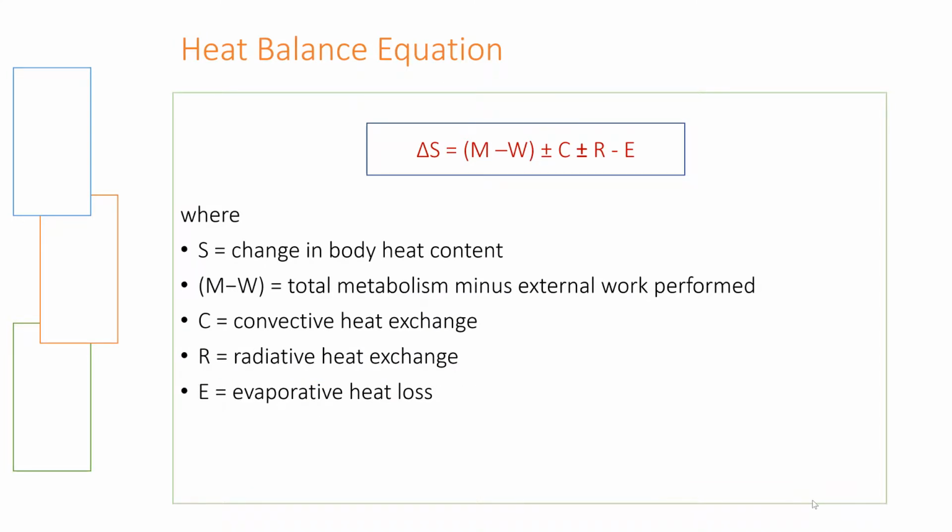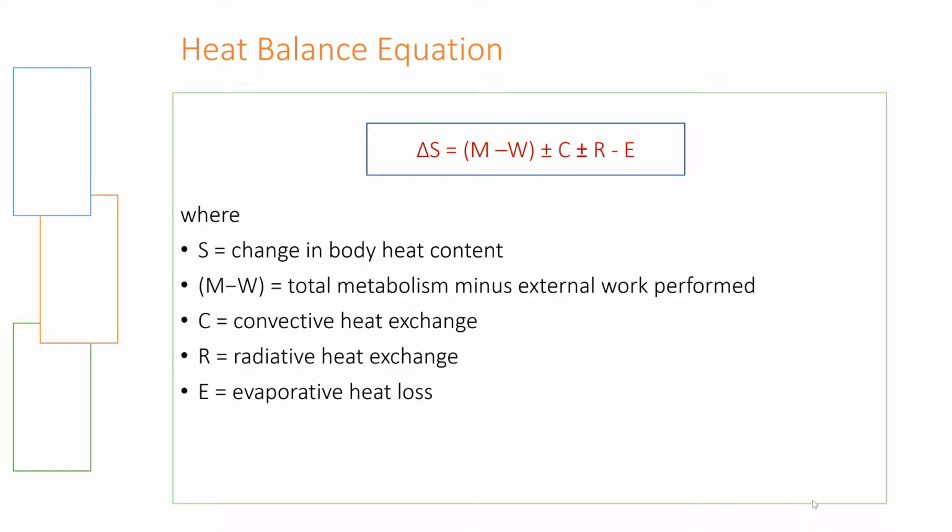Let's look at the heat balance equation. S is equal to the change in body heat content, M minus W equal to total metabolism minus external work performed, C equal convective heat exchange, R equal radiative heat exchange, and E equal evaporative heat loss. If you examine this equation, you realize that it contains all the important factors that can contribute to the heat gain or loss by a worker or by any other human.